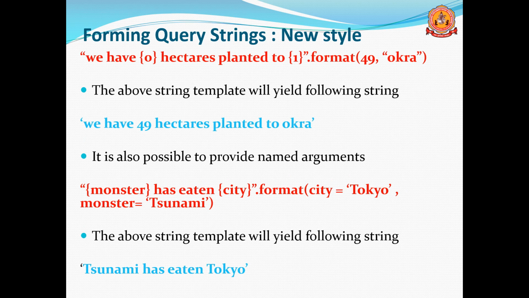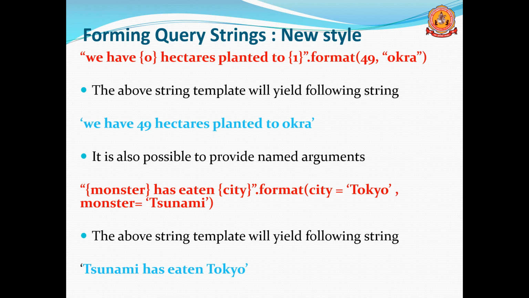Next, it is also possible to provide named arguments. Remember, string format is also possible. Here you can see "monster has eaten city". So monster and city are given in curly brackets. Then format: city is equal to Tokyo and monster is equal to tsunami. Those two values are given. So the above string template will yield the following string.